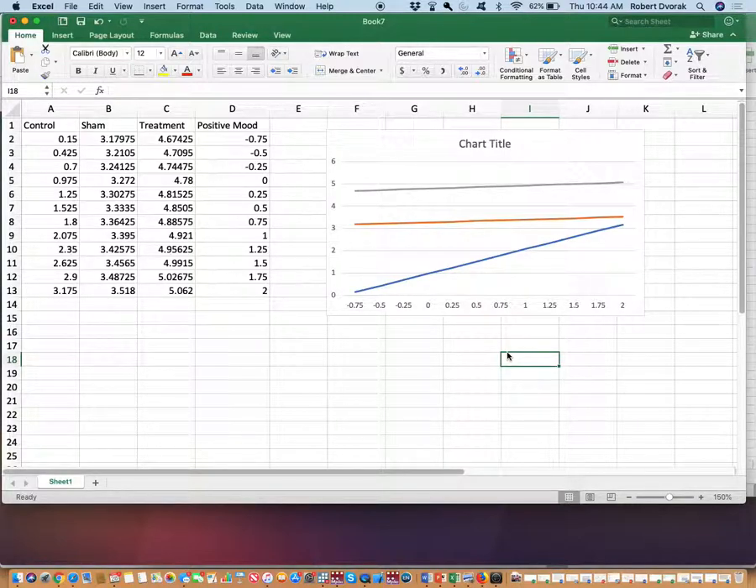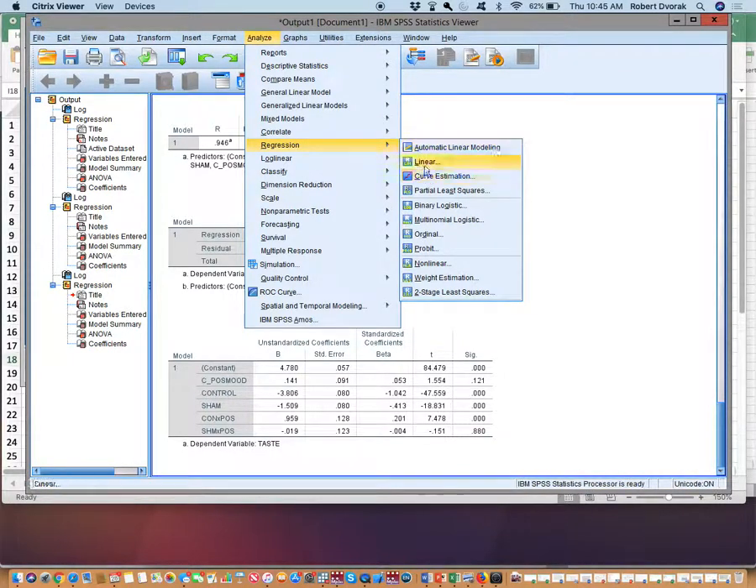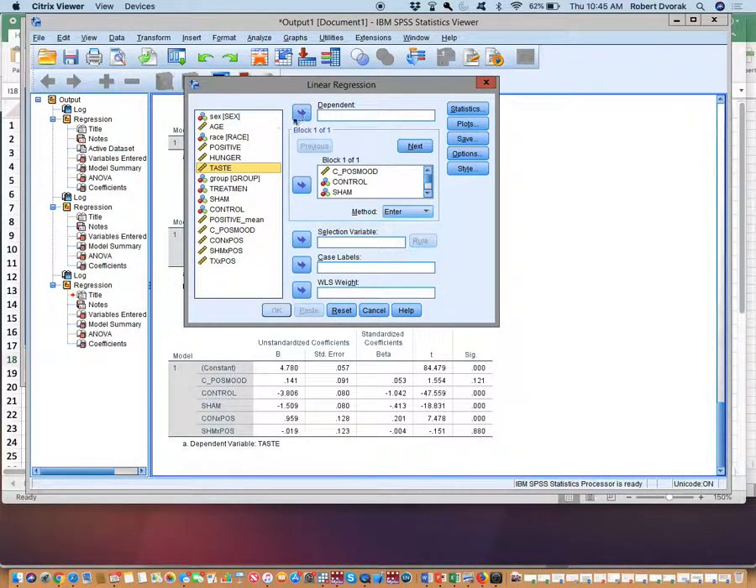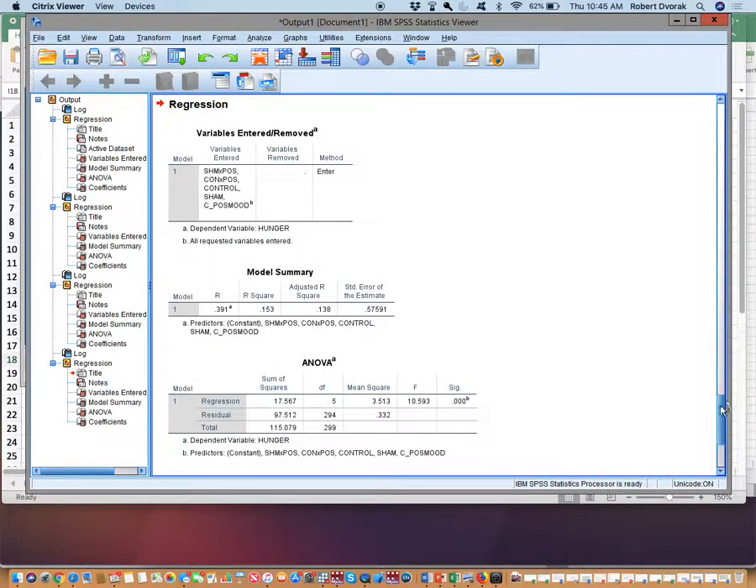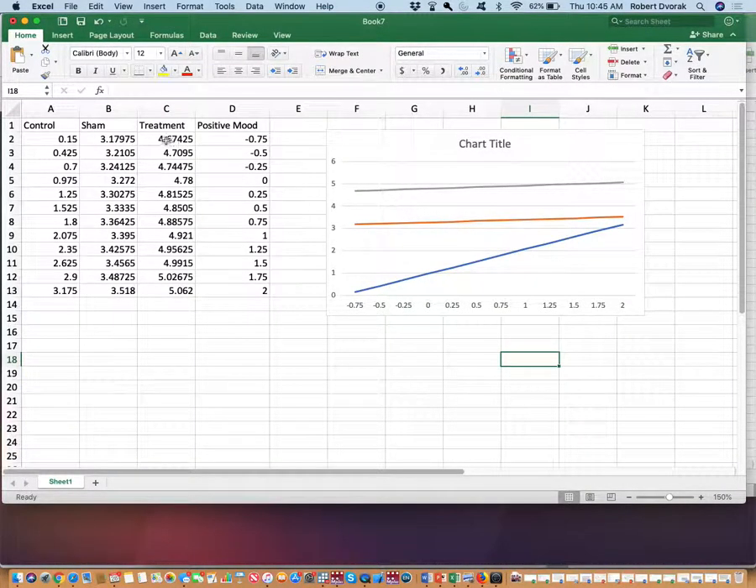Remember, with hunger, did we have any differences in intercepts? No, there were no intercept differences, but there were differences in slopes, right? Let's check that out. So let's go analyze, regression, linear, take out taste, put in hunger, hit go. What is my group here that I'm going to be monkeying with? It's the treatment group, right? So all I'm worried about is 0.75 and 0.047. Let's go to our treatment group.